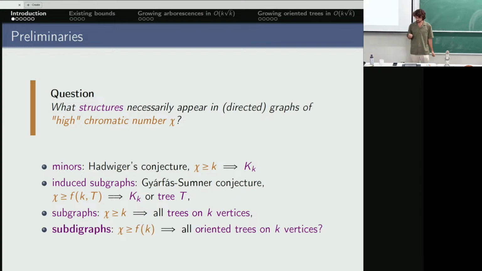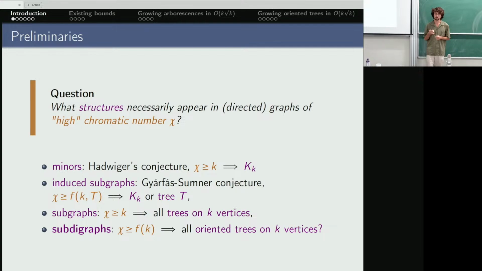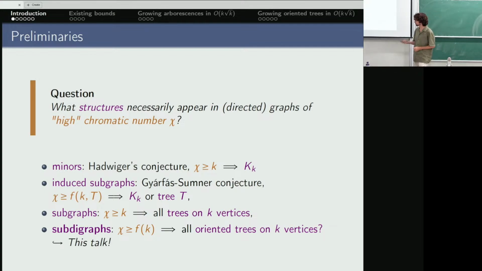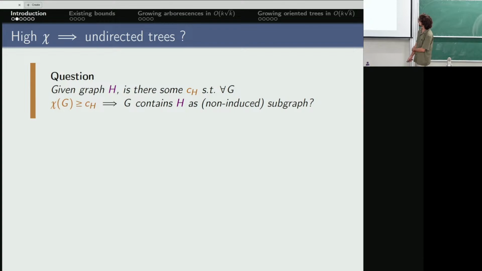And if instead you ask the question for subdirected graphs, it becomes a bit more interesting than just subgraphs. And the question is, again, if chromatic number large enough guarantees you all oriented trees on k vertices. And so yeah, this will be the topic of this talk. So recall I said chromatic number k gives you all trees on k vertices. Why do I talk about trees at this point?